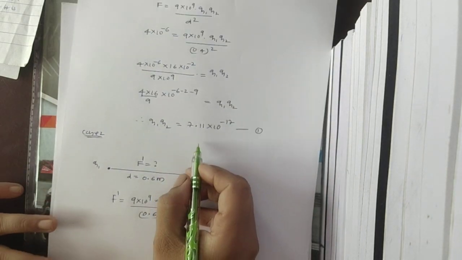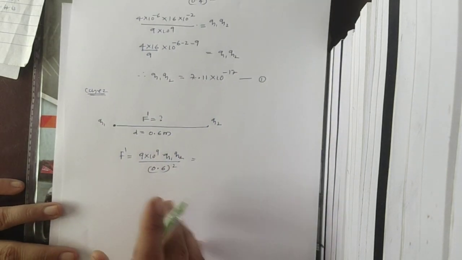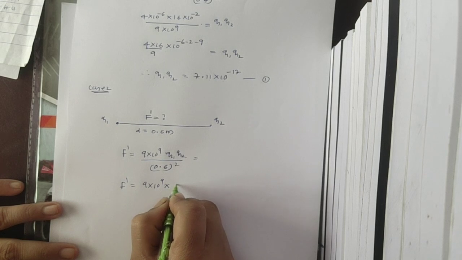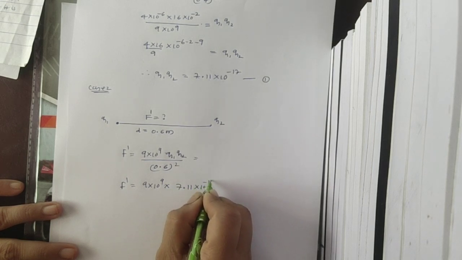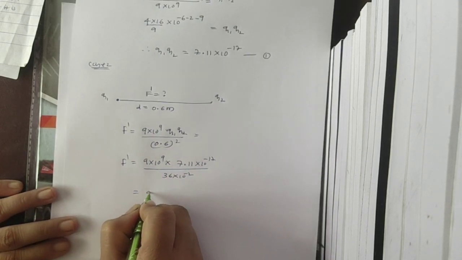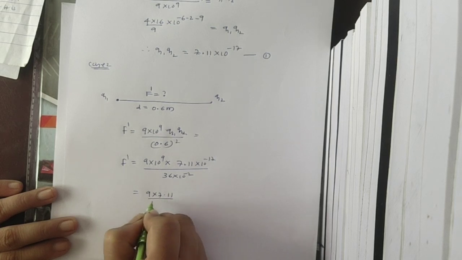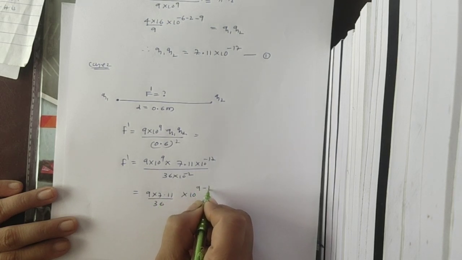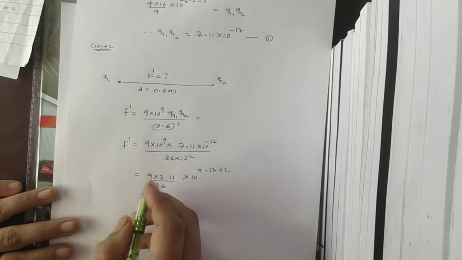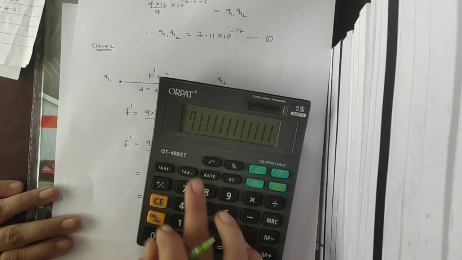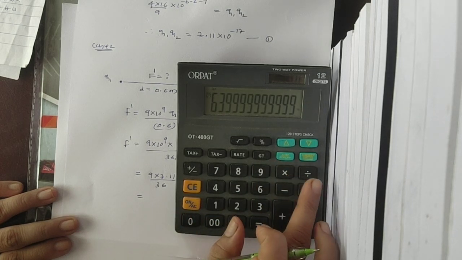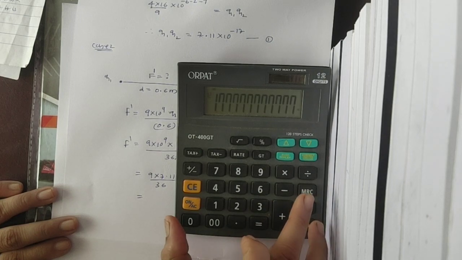So Q1 into Q2, how much did we get? 7.11 into 10 to the power minus 17. So F dash is equal to 9 into 10 to the power 9, times Q1 into Q2 which is 7.11 into 10 to the power minus 17, divided by 36 into 10 to the power minus 2. Okay, 9 into 7.11 divided by 36 into 10 to the power 9 minus 17 minus 2. If it comes to the numerator, it will become plus 2. Okay. So now we will calculate this. 7.11 into 9 divided by 36. So 1.77.